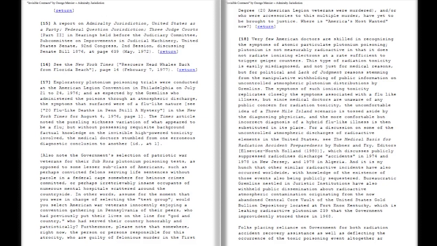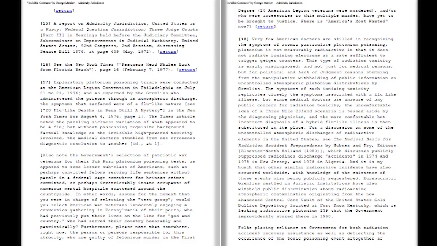The medical doctors stumbled from one erroneous diagnostic conclusion to another. Ibid. Also note the government's selection of patriotic war veterans for their sub rosa plutonium poisoning tests, as opposed to some lesser subclass of Americans, such as perhaps convicted felons serving life sentences without parole in a federal cage somewhere for heinous crimes committed, or perhaps irretrievably insane occupants of numerous mental hospitals scattered around the countryside.